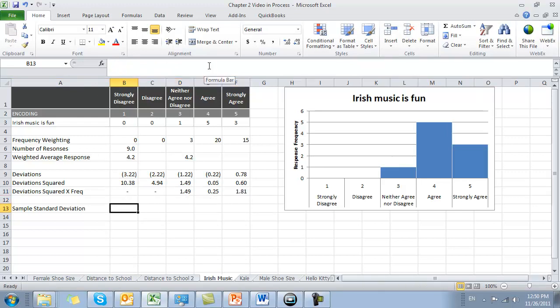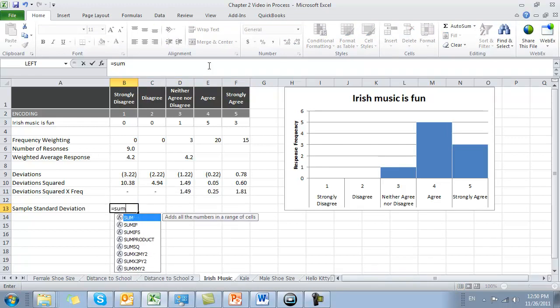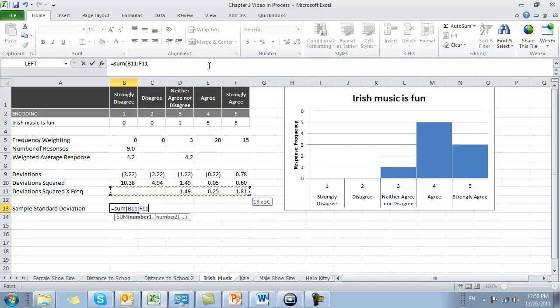Finally, to get my sample standard deviation, I take the sum of all of this and divide by my number of units, number of responses, which is 9 plus 1. And I was supposed to take the square root of all of this. So I'm going to take the square root, SQRT.